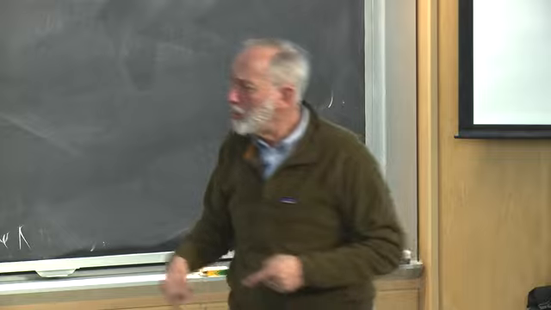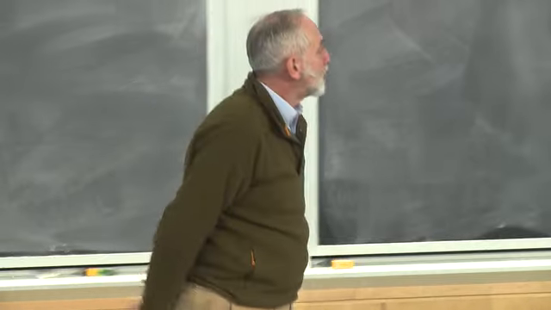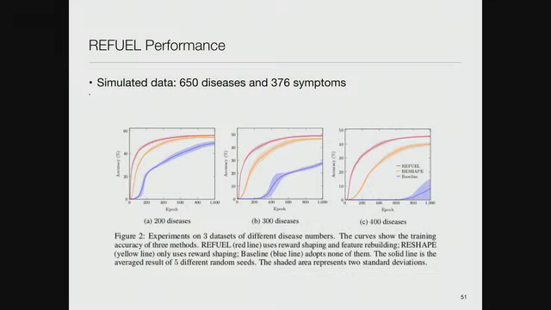So, last slide. This system is called Refuel. It's been tested on a simulated data set of 650 diseases and 375 symptoms. And what they show is that the red line is their algorithm. The yellow line uses only this reward reshaping, and the blue line is just a straight reinforcement learning approach. And you can see that they're doing much, much better after many fewer epochs of training.